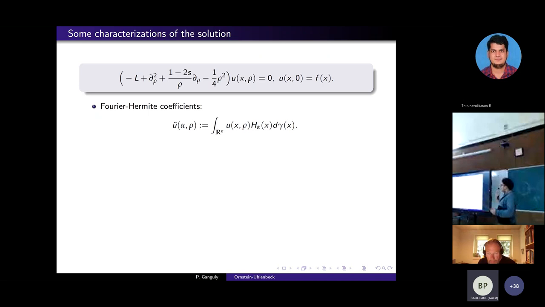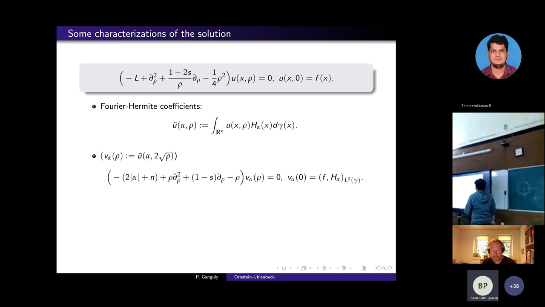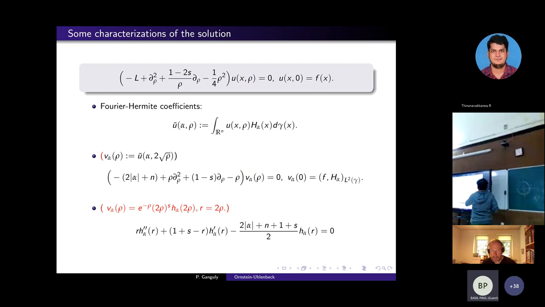Instead of the Fourier transform, we will use Fourier-Hermite coefficients, which are defined by this. You take the integral of the function with respect to the Hermite polynomial and integration with the Gaussian measure. So now if you apply this Fourier-Hermite coefficient to this operator and make a slight change of variable, you put two root rho in place of rho, then the above equation transforms into this form. Now we will make a further change of variable so that we get a known ODE. So again, if I take this kind of change of variable, this ODE will transform to this ODE. Now this is actually a well-known ODE. It is called Kummer's equation.